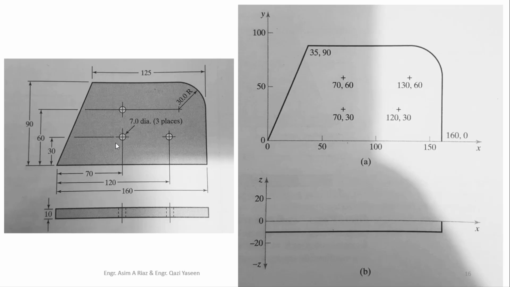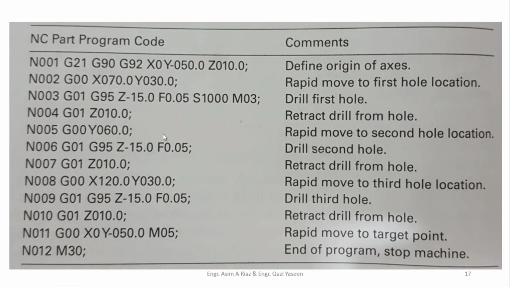So we start writing the program for this statement, in which we have to drill 3 holes at different locations. The coordinates of the locations are mentioned. Here you can see this figure. This is hole number 1, hole number 2, hole number 3. This is the program which is written for the drilling operation as per the problem statement.